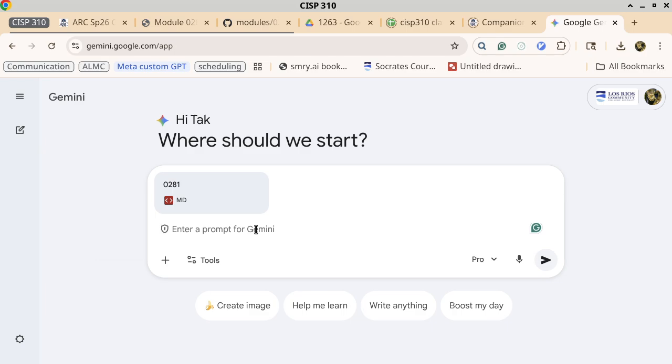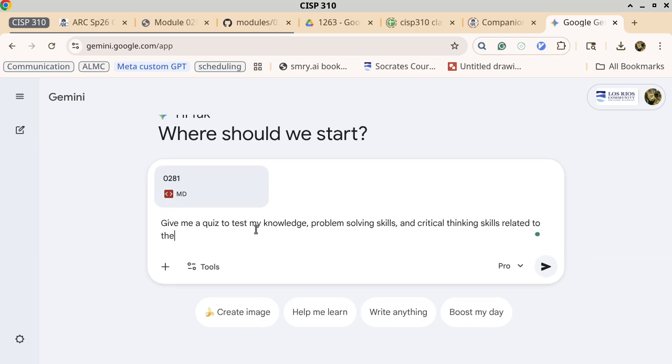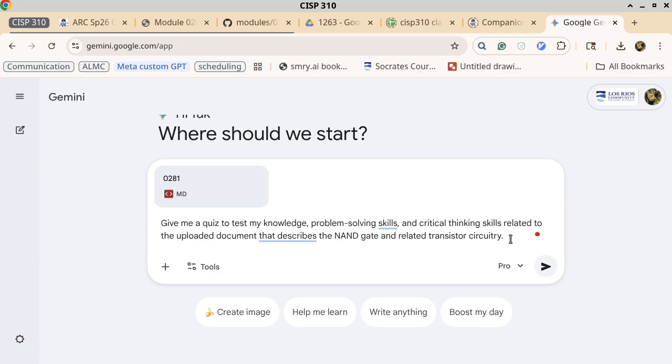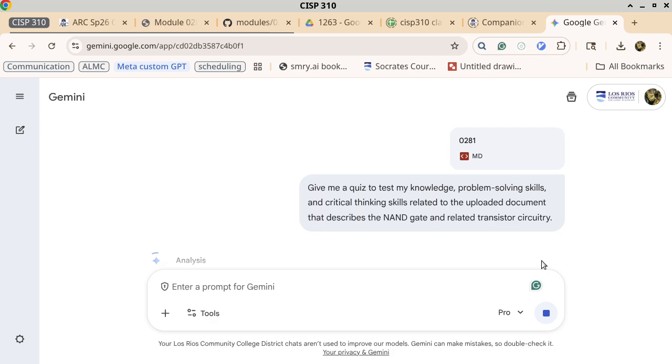Now, in the prompt, you can do a lot of things. For instance, you can do something like: give me a quiz to test my knowledge, problem-solving skills, and critical thinking skills related to the uploaded document that describes the NAND gate and related transistor circuitry. All right, and of course, this is supposed to be hyphenated, and NAND has to be capitalized. Okay, fine. That doesn't seem like a very difficult problem to come up with, right?